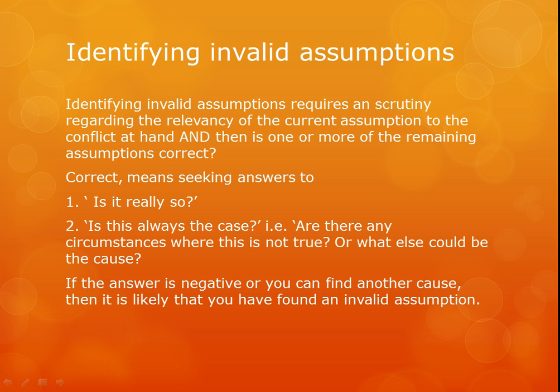So invalid assumptions, they're the ones that we just aren't sure are correct. And what we mean by correct is, is it really so? Is it true that what we have stated as an assumption is the case, or is true? And it may be that we can find examples where it may be true in one situation but not true in all situations, in which case this is a good indicator that perhaps the assumption is false.